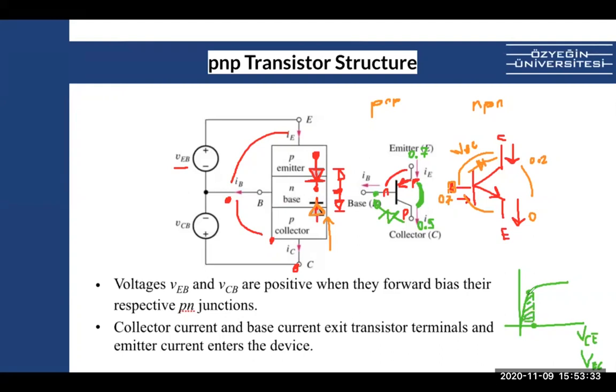This is called the saturation region. But in the forward region, which means we have current, and that's where we want to use our transistors for amplification, in this region we only have one diode that we want to be on. Okay. Any questions?